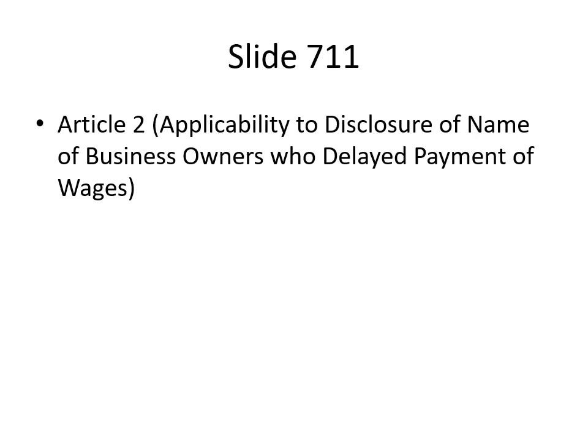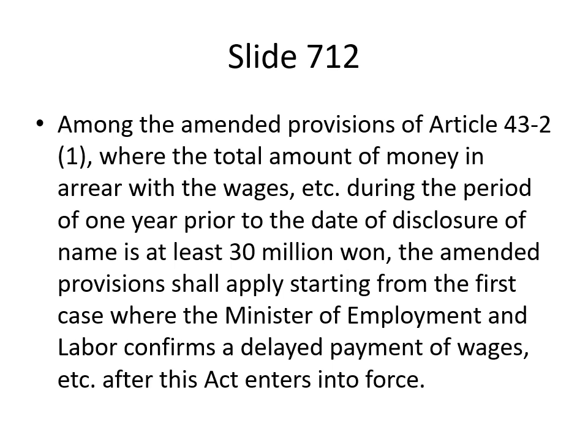Article 2, Applicability to disclosure of name of business owners who delayed payment of wages. Among the amended provisions of Article 43-2 (1), where the total amount of money in arrear with the wages, etc. during the period of 1 year prior to the date of disclosure of name is at least 30 million won, the amended provisions shall apply starting from the first case where the Minister of Employment and Labor confirms a delayed payment of wages, etc. after this Act enters into force.